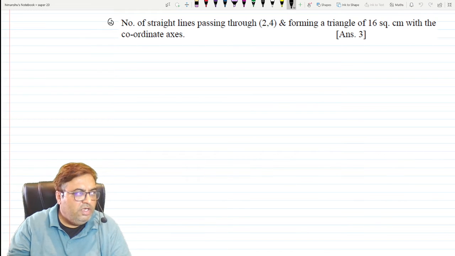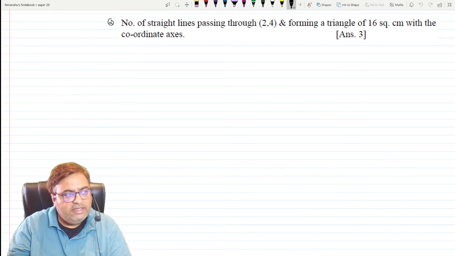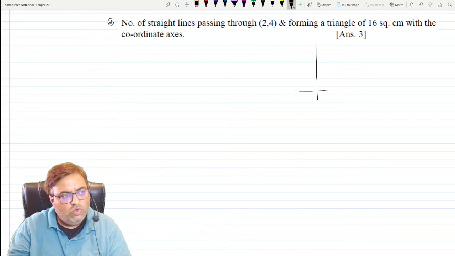Now the next question is: there is a line. How many lines can be found which pass through (2, 4)?